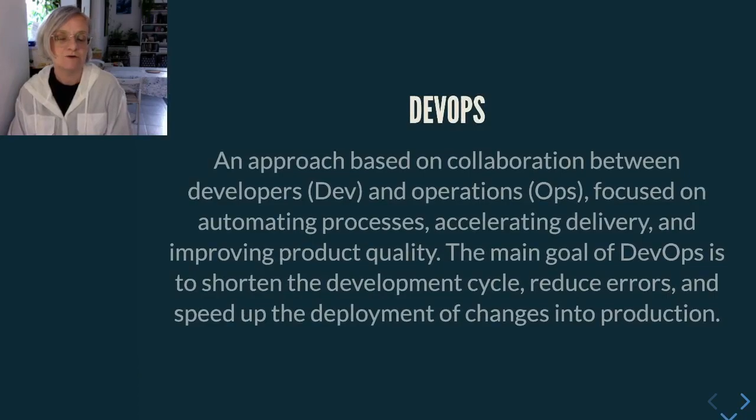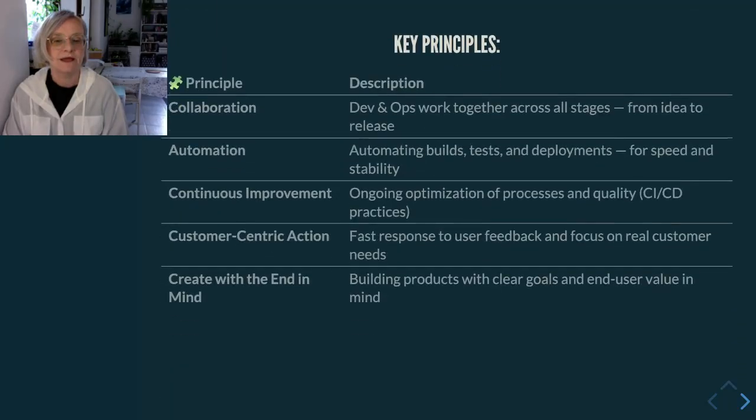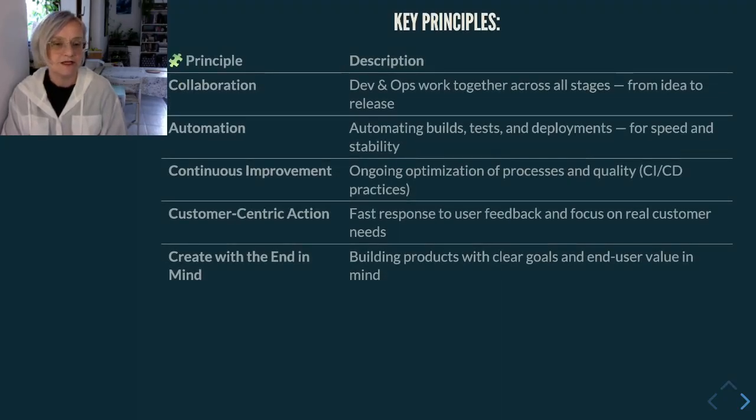Now let's talk about DevOps. It's a culture, not a position, where developers and operations work together, not like 2 separate teams, but one big team. They build, test, deploy, and monitor the product together. Here are the main DevOps principles: collaboration, automation, continuous improvement, customer focus, build with purpose.